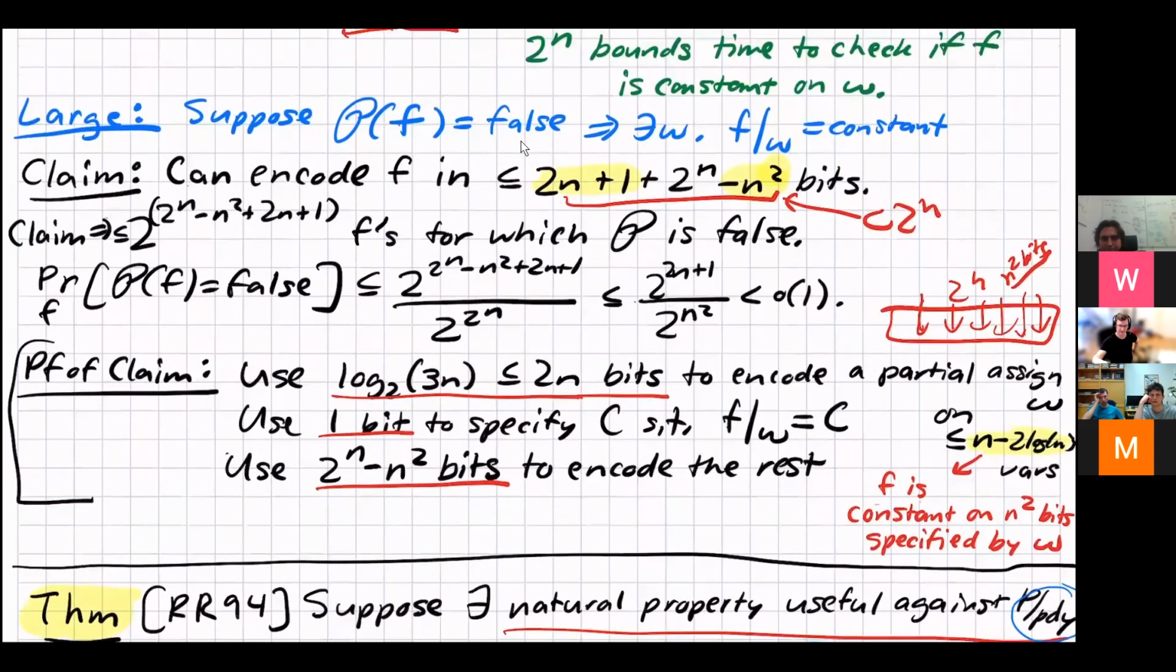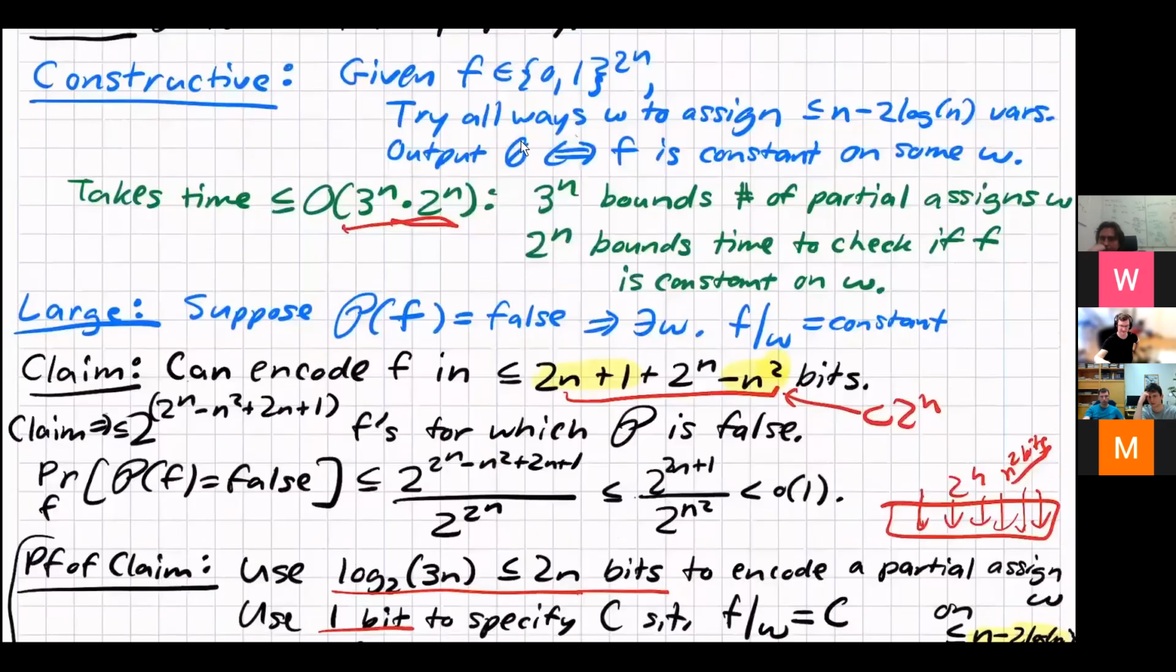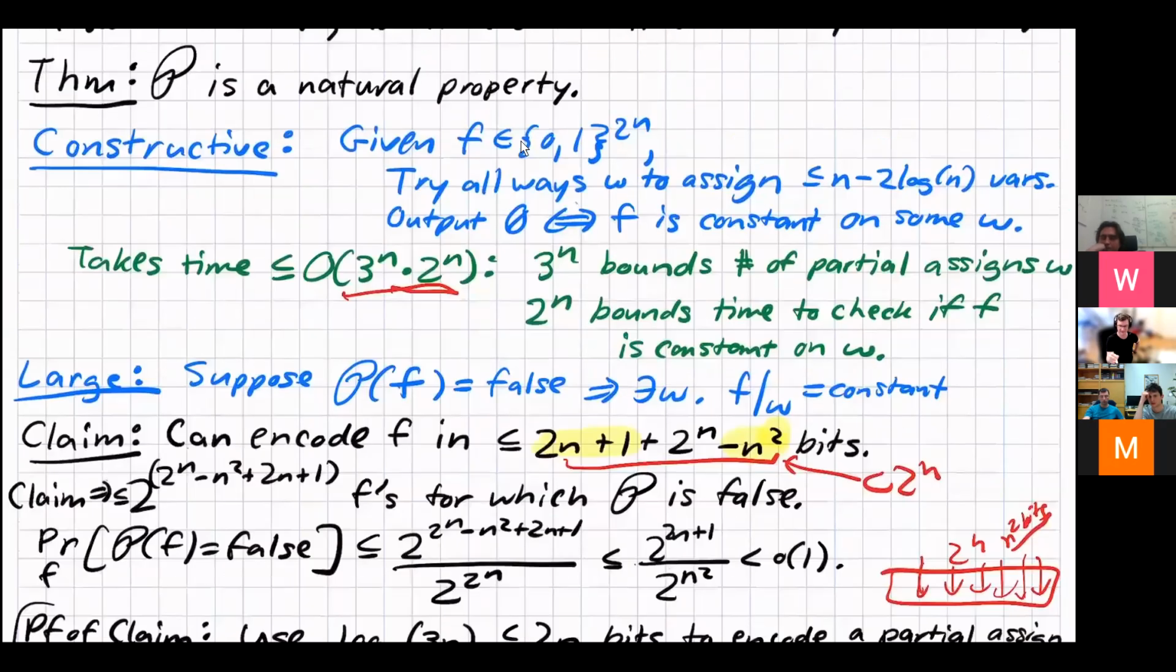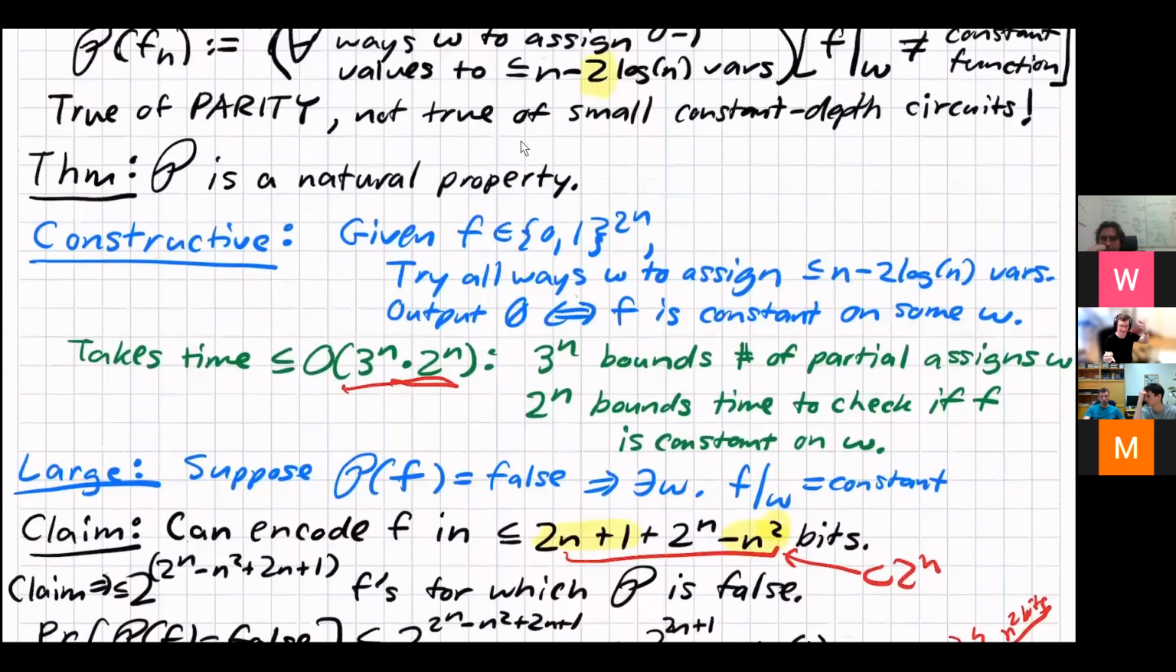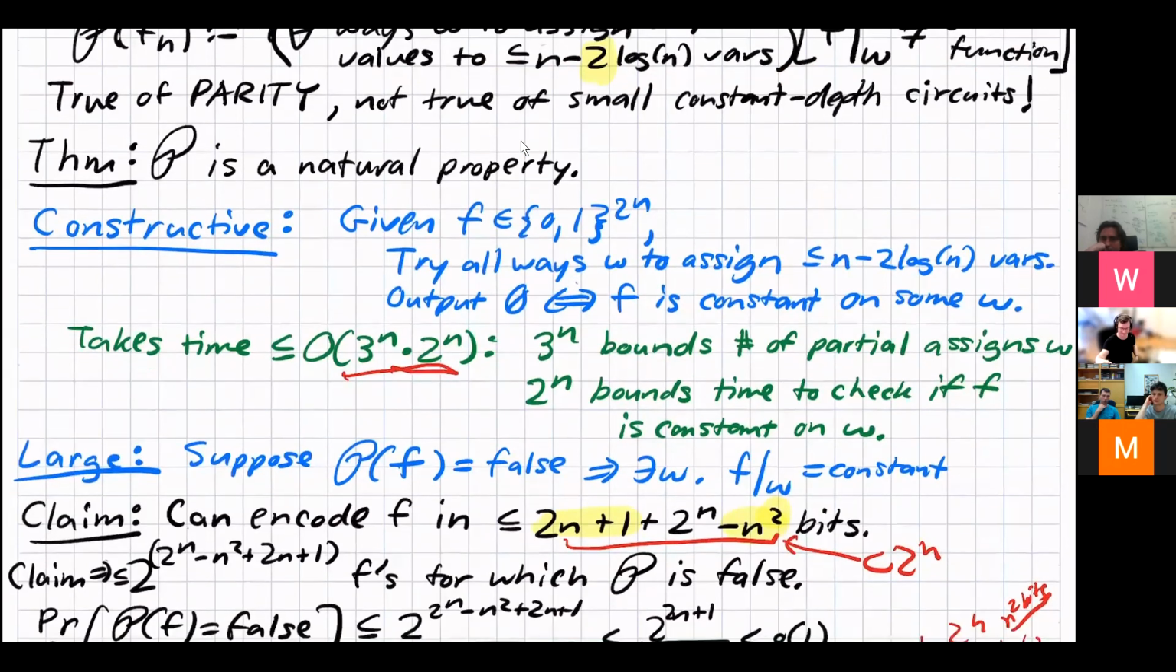So the point is, a random function is going to satisfy this kind of property. It makes sense that it's going to be non-constant, even if you set a whole bunch of things, just because it's random. If you leave n squared bits there, it's probably not going to be constant.